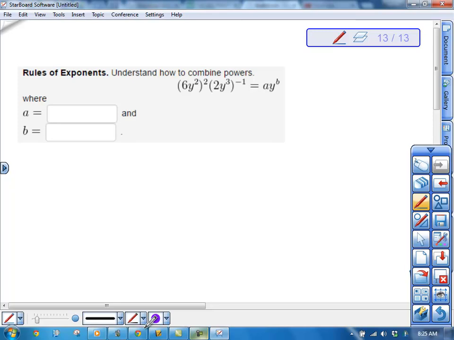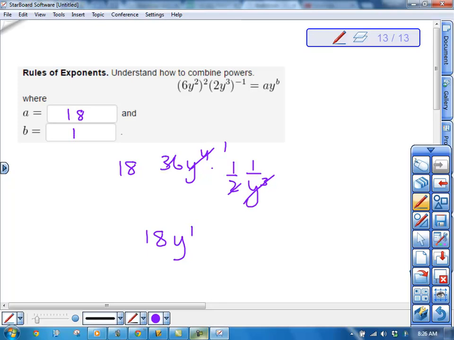This is just another simplification problem. Once again, multiply through. So 6 squared is 36. Y squared raised to the second power is y to the fourth. Times 2 to the -1, which is 1/2. This would be y to the -3, or 1 over y cubed. All right, so we're going to simplify this. 3 of these y's cancel with 3 of these, leaving 1 left. 2 goes into 36 18 times. So we have 18 y. So A would be 18, and B would be 1, because it's just y to the first power.